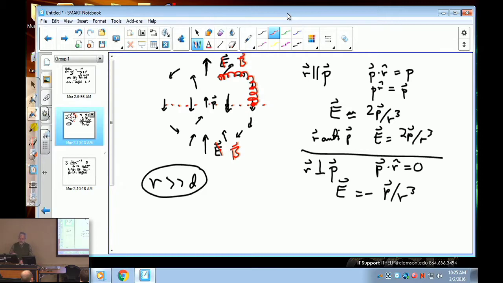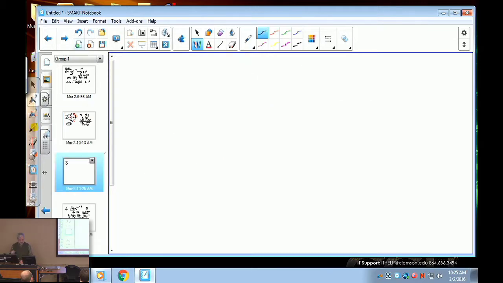Okay, now let's suppose we go next. Let's suppose we put a dipole in a field. So let's see what happens to a dipole. Now we've sketched what the fields look like around dipoles, but let's suppose we take a dipole and we put it into a field. And let's start off with a uniform field. So let's take an electric dipole and put it into a uniform electric field.